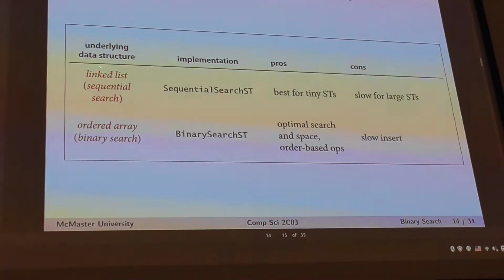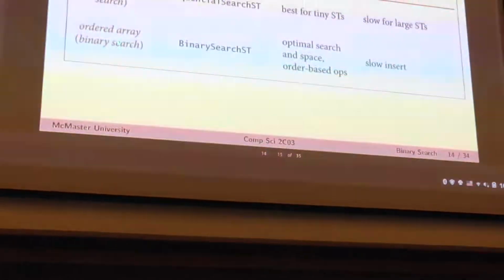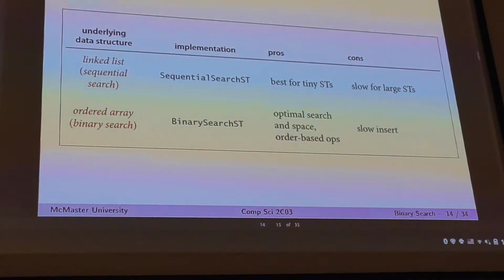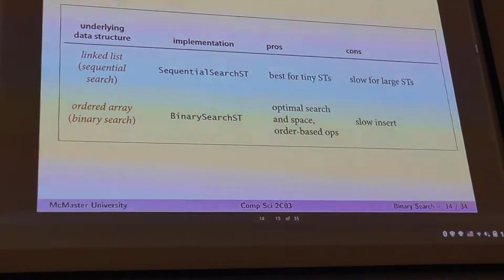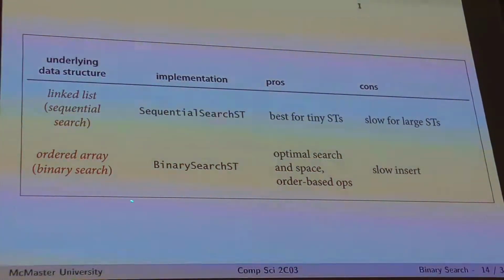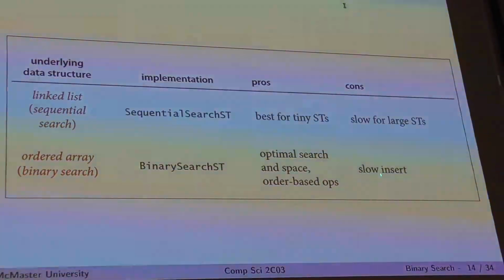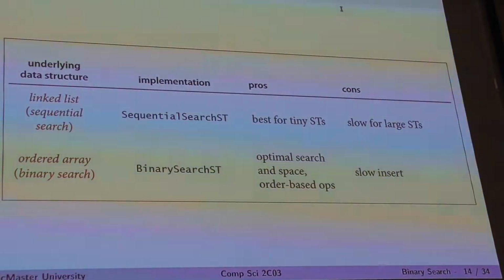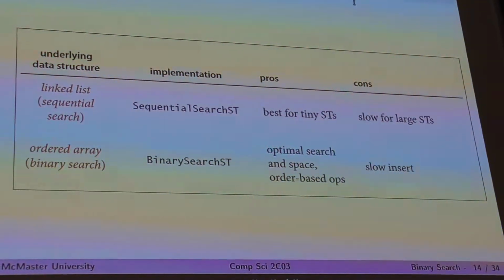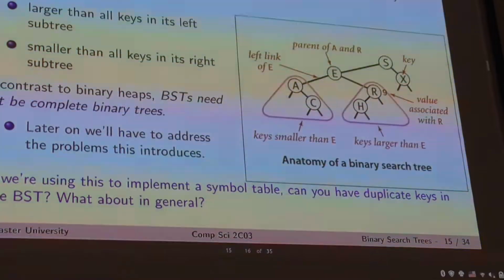So, in summary, if we have an unordered array, we have to do sequential search, which is the textbook's name for linear search. This is best for very small symbol tables and slow for large ones. And of course, ordered arrays have the downside of a slow insertion operation, which can be ameliorated by using a linked list instead. However, it has optimal search and space for order-based operations.